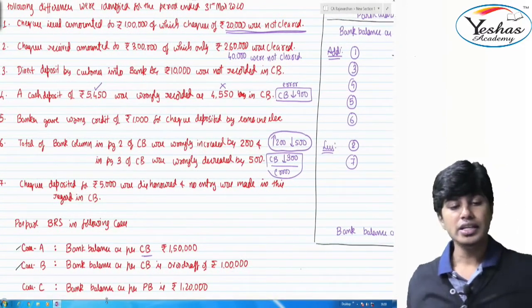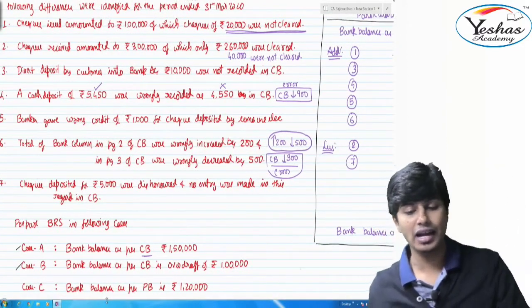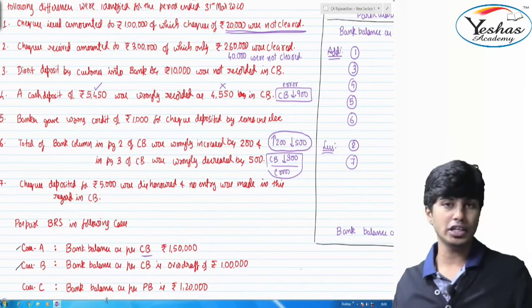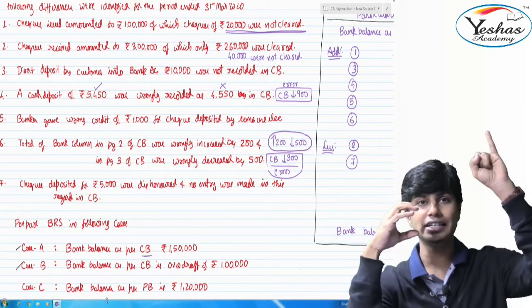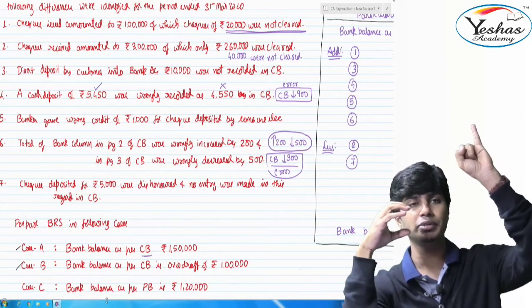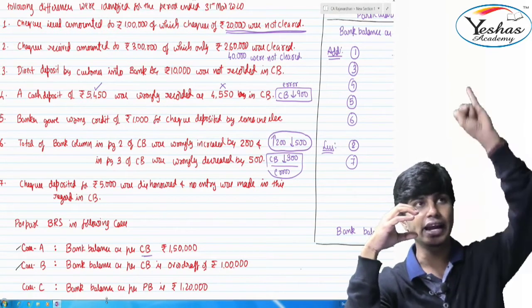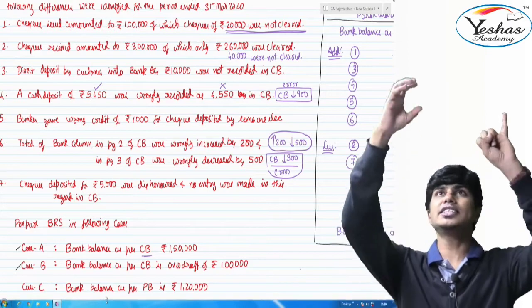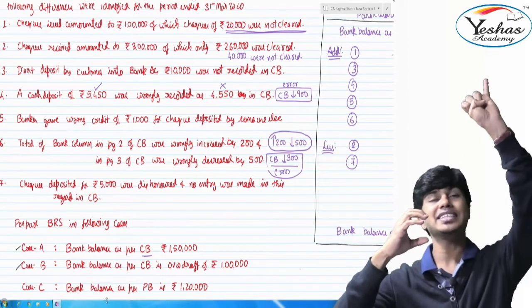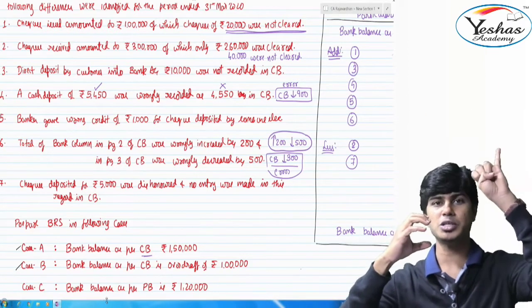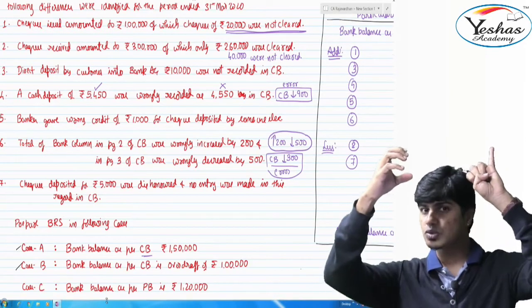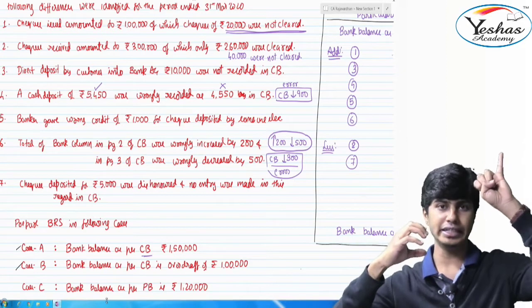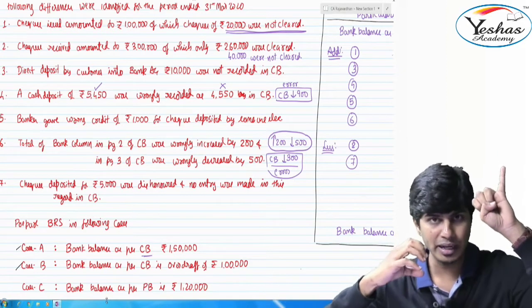First one, checks issued amounted to rupees 1 lakh, of which checks of 20,000 were not cleared. When the checks are issued, cash book comes down, and the checks are not cleared to the extent of 20,000, meaning 80,000 worth checks are cleared. 80,000, the passbook has reduced. Checks issued 1 lakh, cash book reduced. Checks cleared 80,000, passbook reduced. Still there is a difference of 20,000. Why? Those 20,000 worth checks which were issued have not yet been cleared by the bank.